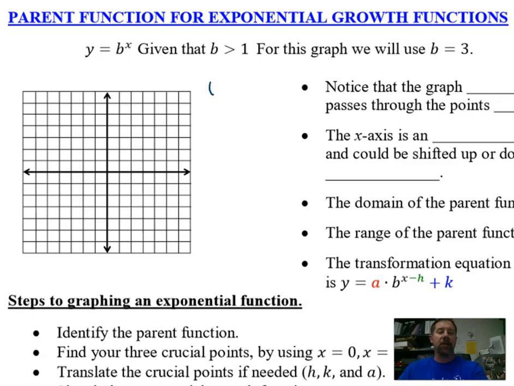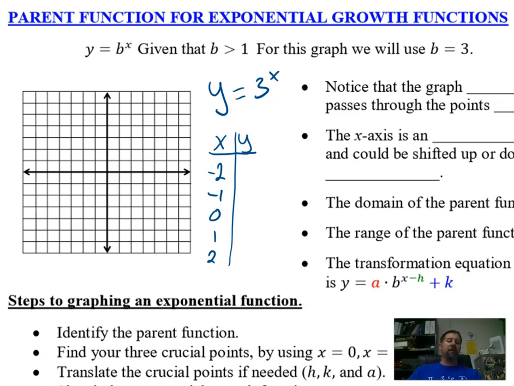In this case, we're going to use a base of 3, so we're going to talk about y equals 3 to the x. And now let's plug in some x values and see what happens. Whenever we graph a parent function, we tend to like to use these values in the middle: -2, -1, 0, 1, and 2. Some of these are a little harder to evaluate than others, so I'm going to start with the easy ones, and I'm going to start with x equals 1.